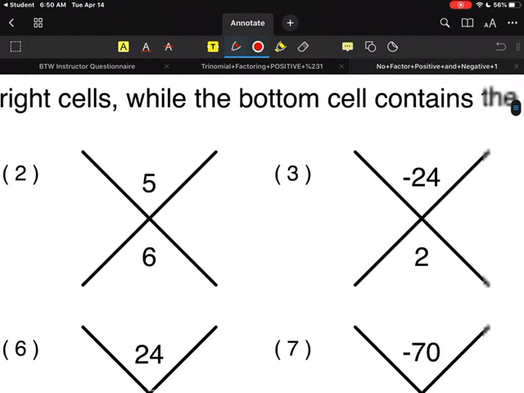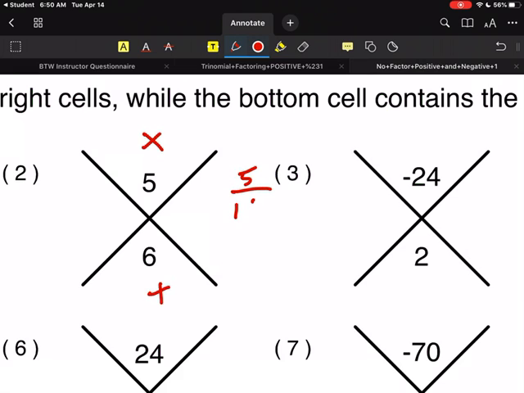In the past, we've done all positive numbers, when the top and the bottom numbers are positive. So for number 2 here, the top number is the one you multiply to, and the bottom number is when they add to. So what two numbers can multiply to 5 and add to 6?